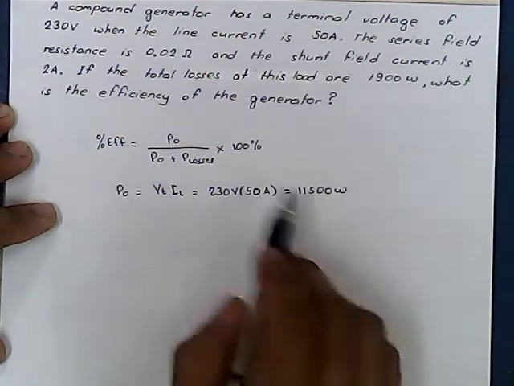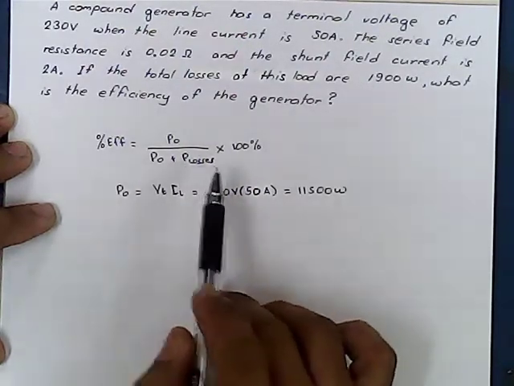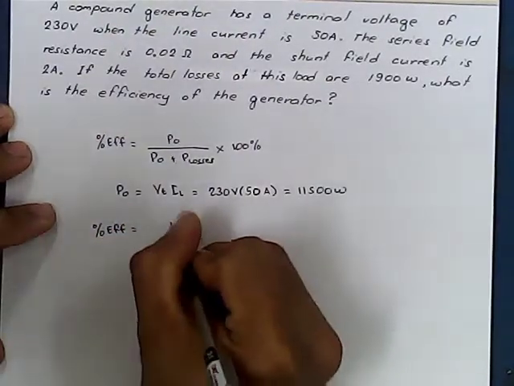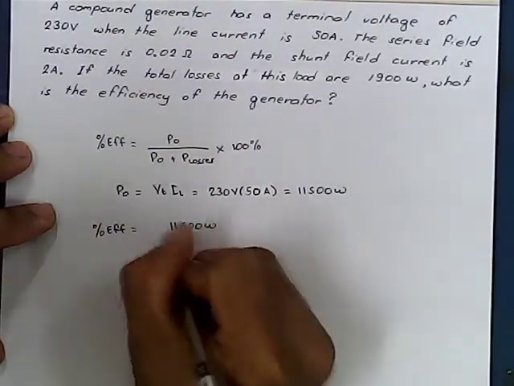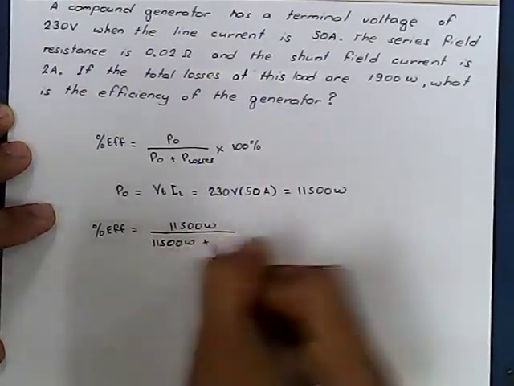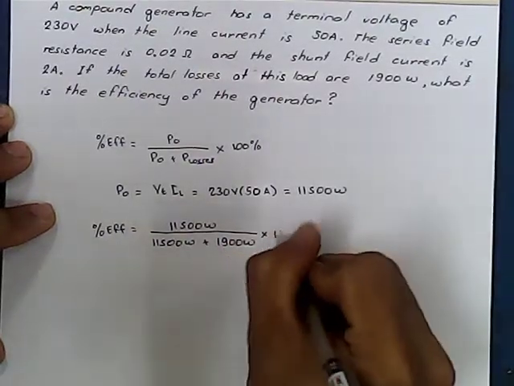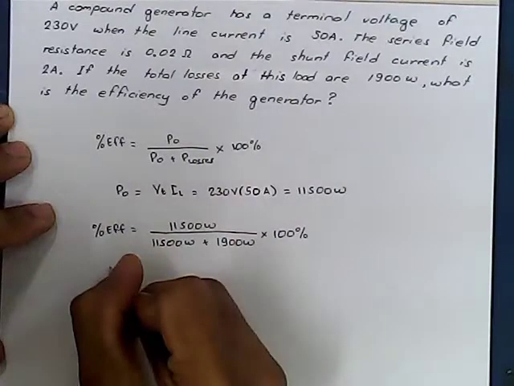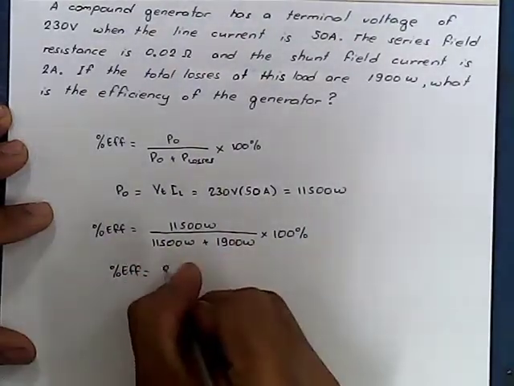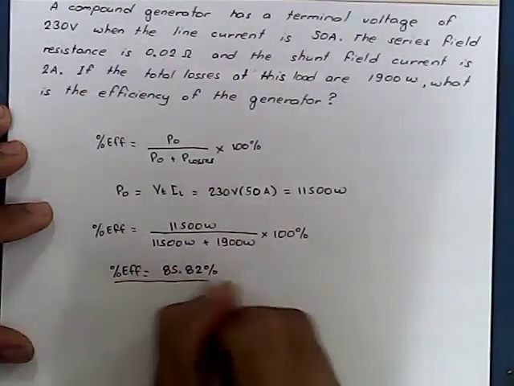Na pwede na nating i-substitute dito. And yung 1,900 watts, ito na yung power losses. Percentage efficiency equals 11,500 watts. Divide this by 11,500 watts plus 1,900 watts times 100%. So the percentage efficiency is equal to 85.82%.